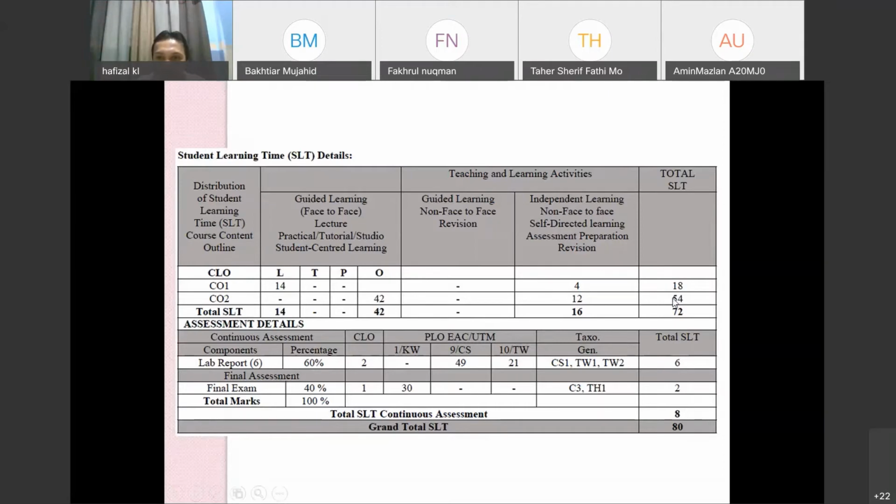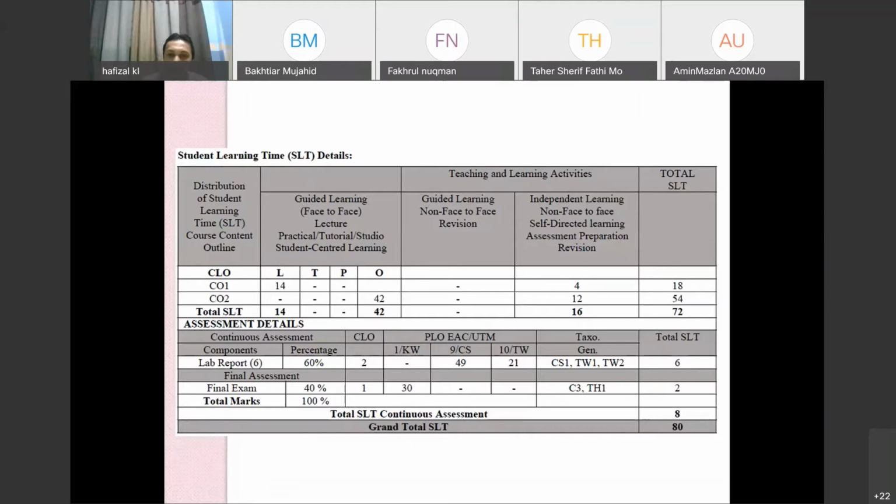And finally, we total up, we have independent learning, non-face-to-face, due to the activities of preparation, revision, or lab report among your group. And then the total is 72. The rest is by using lab report 50% and then final exam. Okay, total up to be 80. Okay, total for the 2 credits, which is 80 hours.